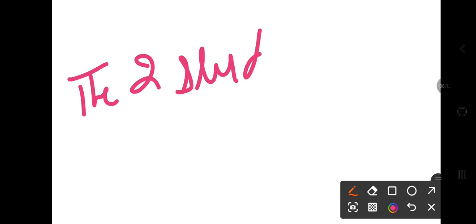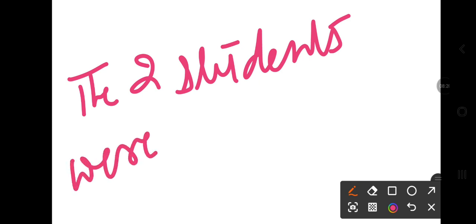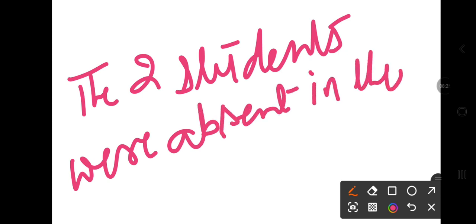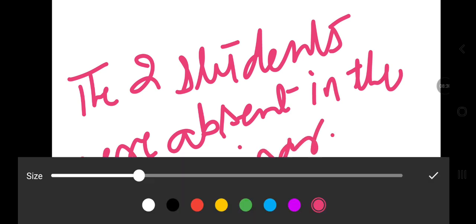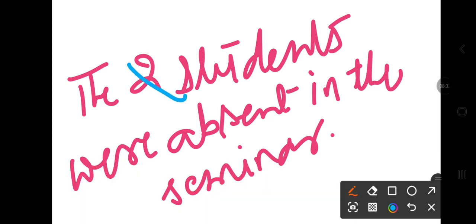One more thing, let me tell you, in writing, when to use words and when to use figures. Suppose this is documentation, meeting minutes for example: "The 2 students were absent in the seminar," right? So this is the wrong way to write, not "2". Here we should write "two" in words.